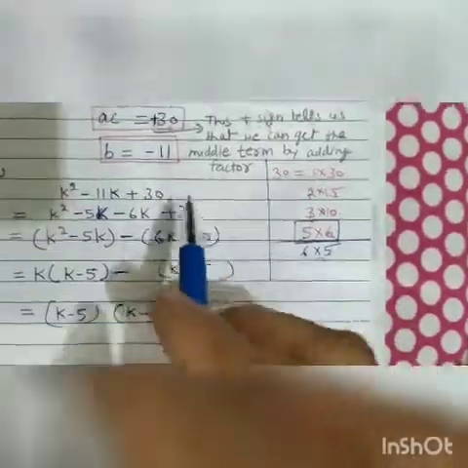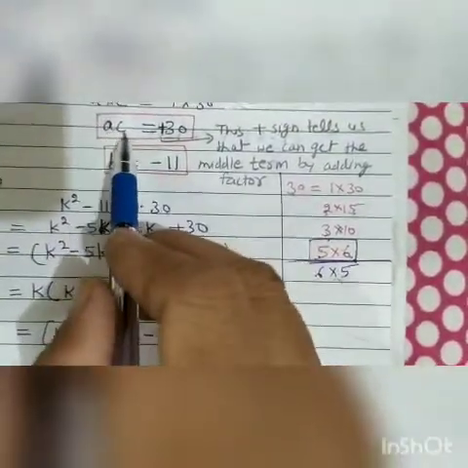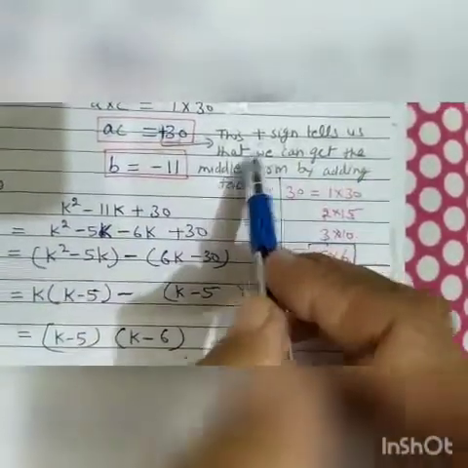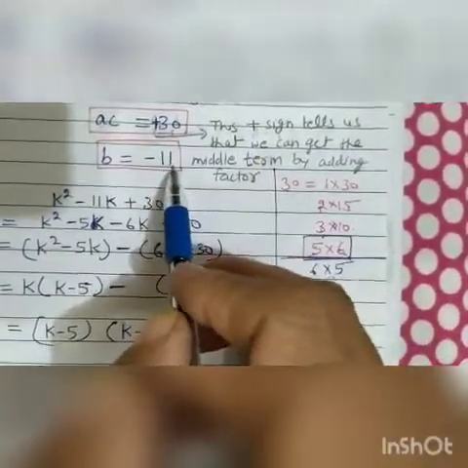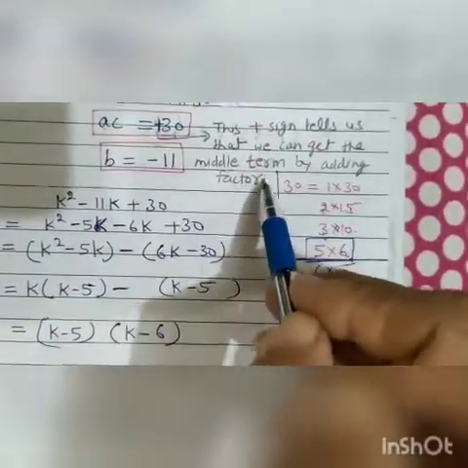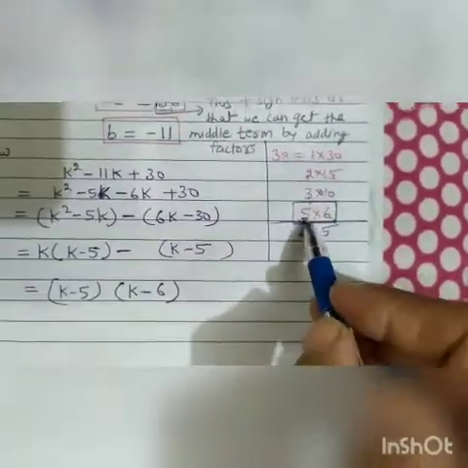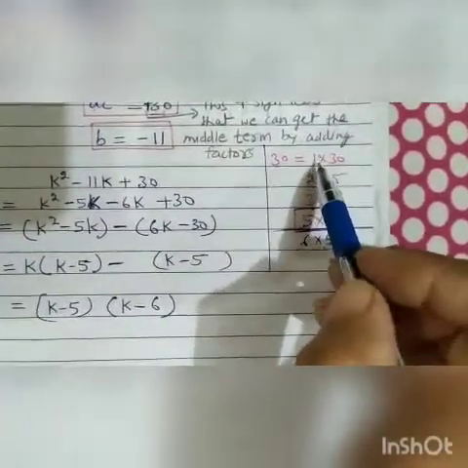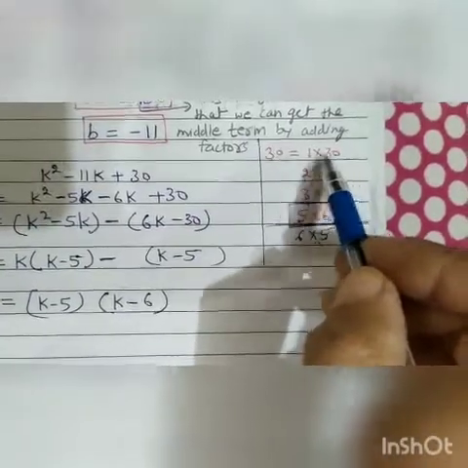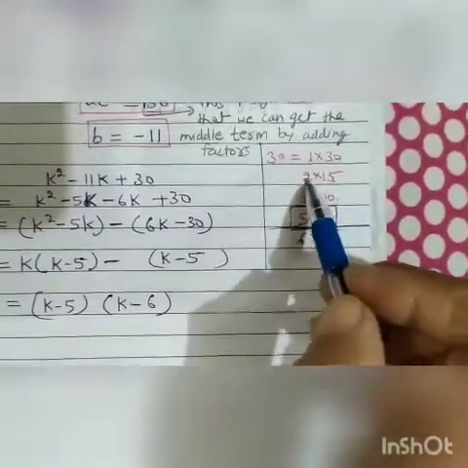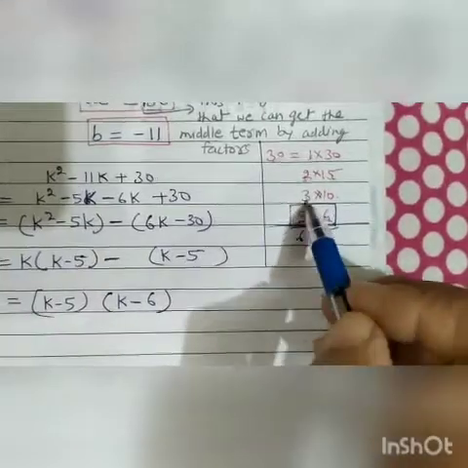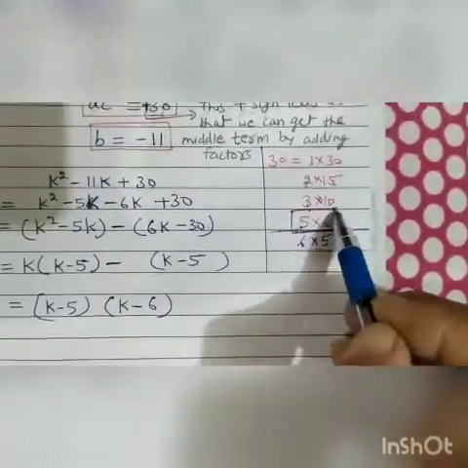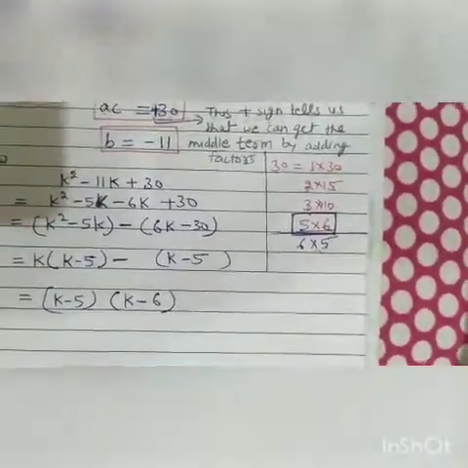Now check it. This plus sign, the value of AC this time is positive. This positive sign tells us that we can get the middle term by adding the factors. See, if we add these factors 5 and 6, 11. If we start adding from the start, 1 and 30, 1 plus 30, 31. 2 and 15, 17. 3 and 10, 13. 5 and 6, 11. So we will take this pair of factors.